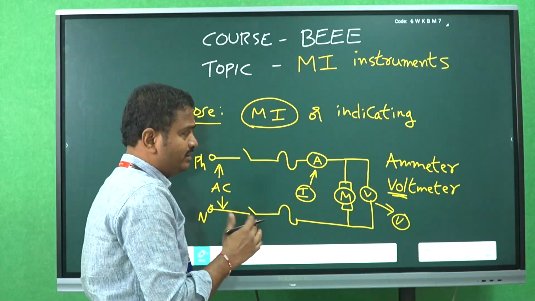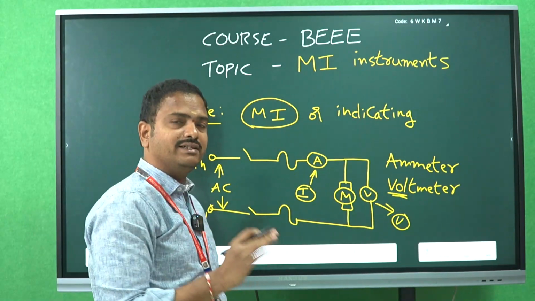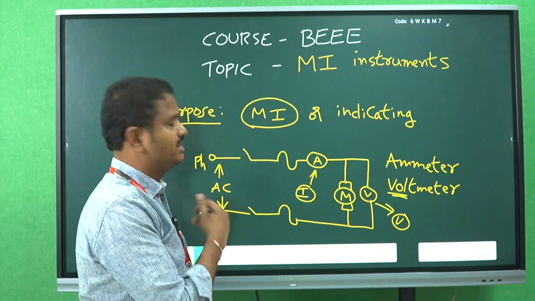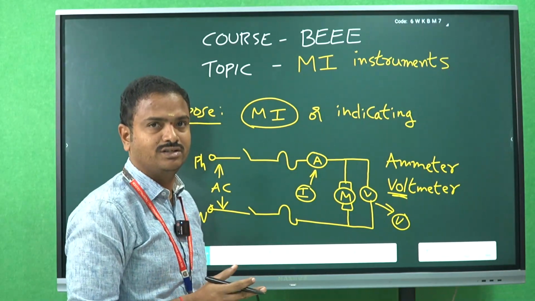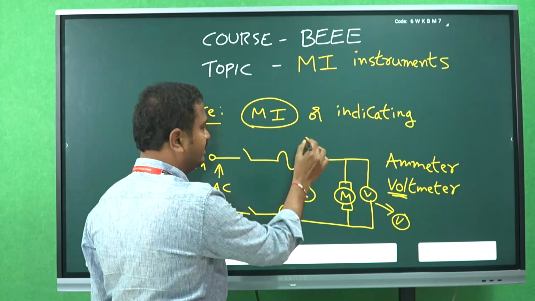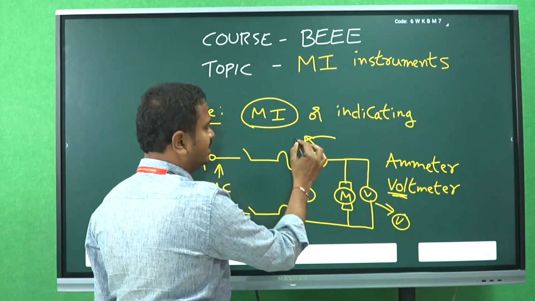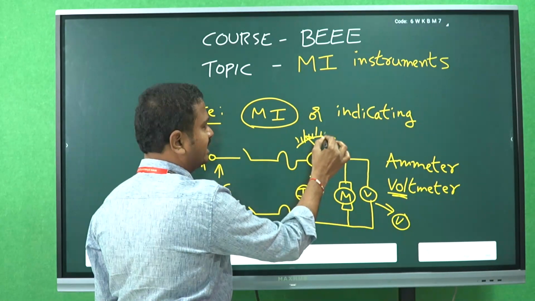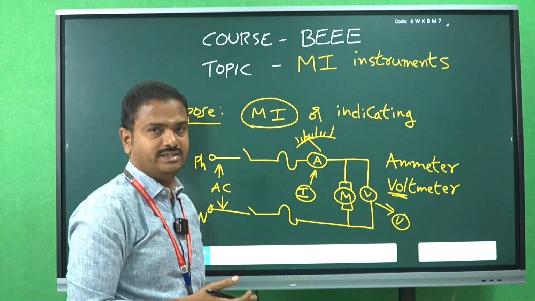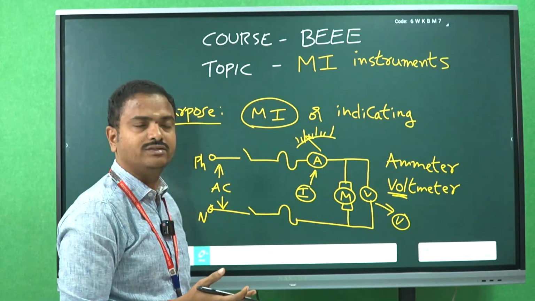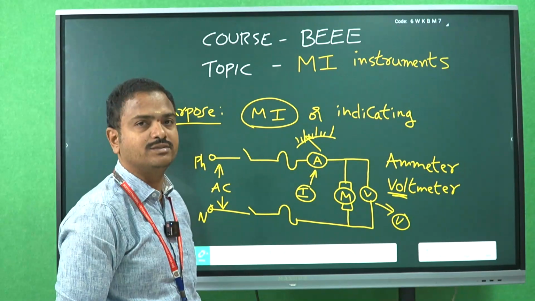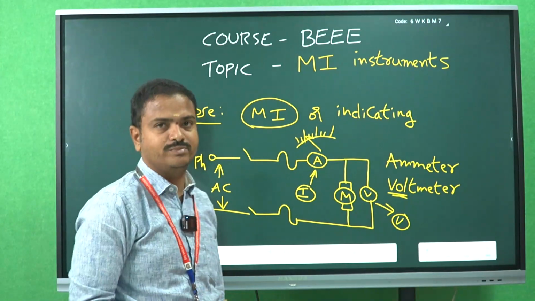Indicating instruments only measure instantaneous values, not previous values, and they do not store any previous values, because these instruments have a pointer which moves on the scale. Already in the last class I explained PMMC instruments, permanent magnet moving coil instruments. Those are also indicating instruments.